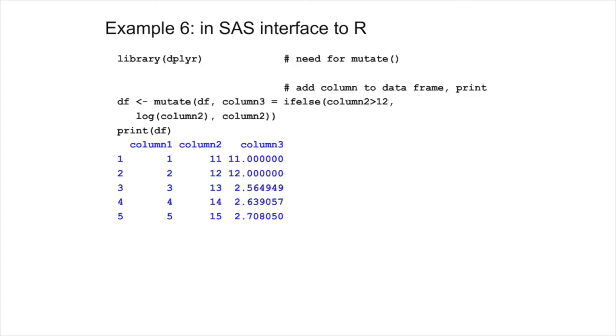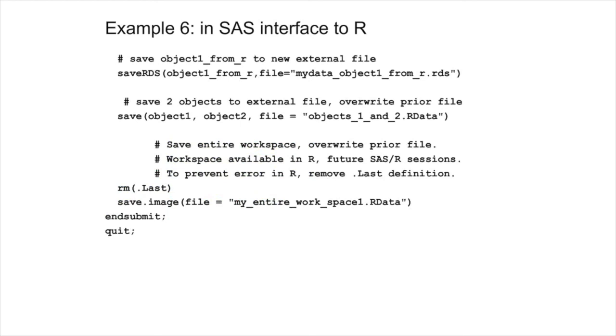And then I could use a library function just like in R because I need this library to get the mutate function. I could add a column to a data frame with the mutate function, print that out. And then once again, I'm now done in the SAS interface to R, but before I leave, I might want to, or somebody else might want to look at this data in R. I can once again use save and saveRDS and save the information out to files so that they'll be available to me or somebody else in R. And I'm going to do saveRDS, save and save.image, and then I'm going to end my submit block and quit.